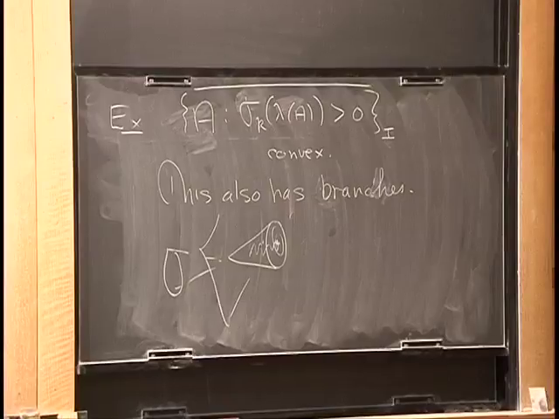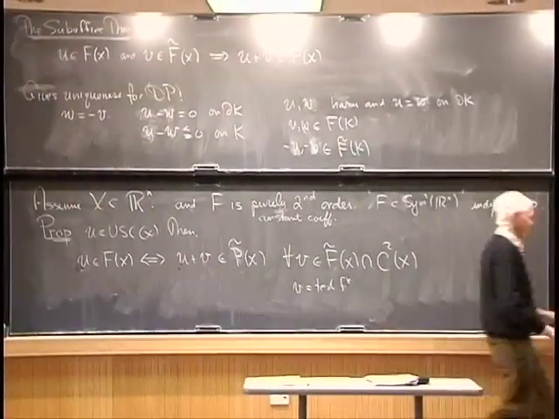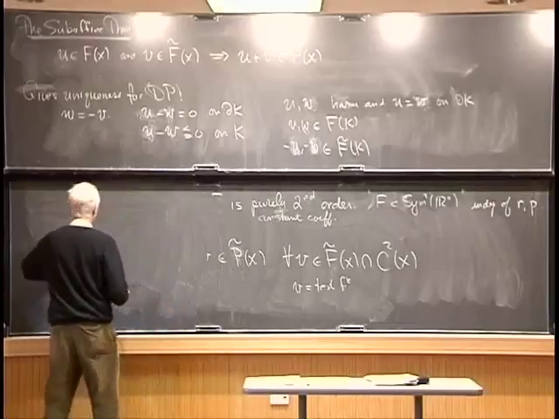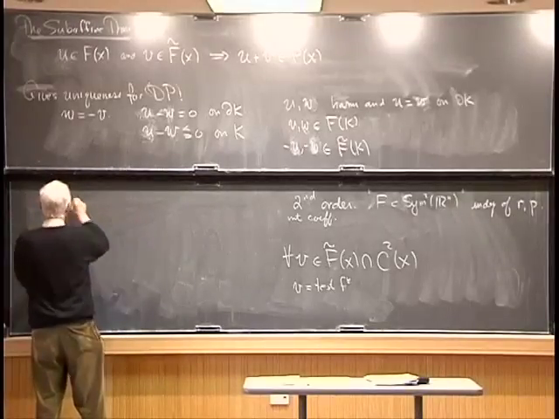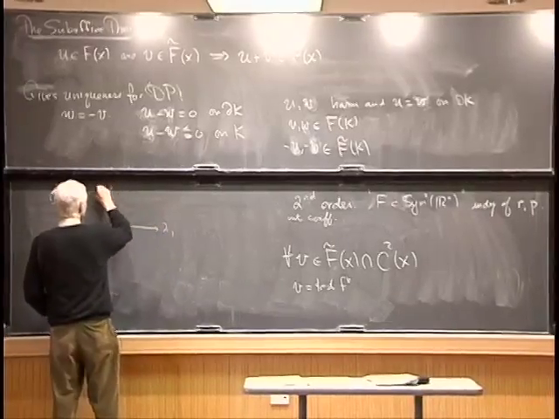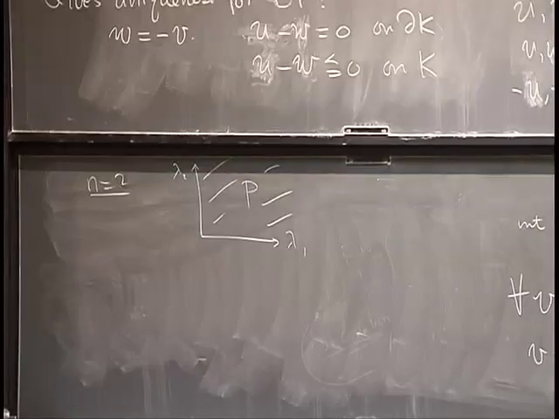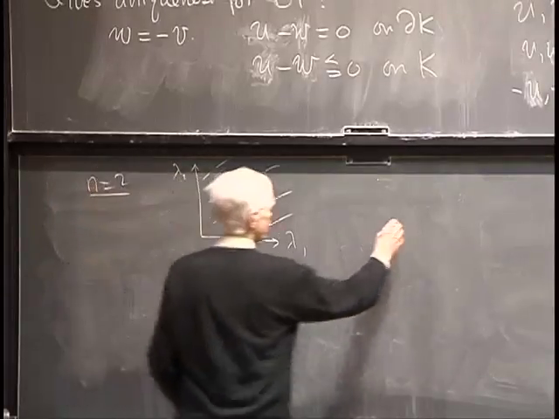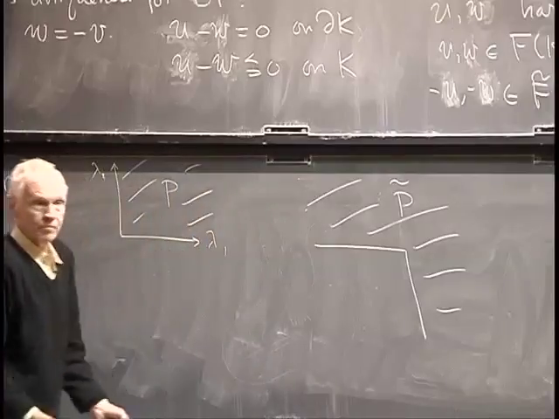So let me give you some pictures, and then it's getting on. So I'll have to do this quickly. Let's look at n equals 2, and I'm in eigenvalue space, lambda 1, lambda 2. Then the set P is just this positive quadrant. And the set P tilde, well, you take the complement, that's everything outside it, and you take minus it. So P tilde looks like this. It's a much looser subequation.